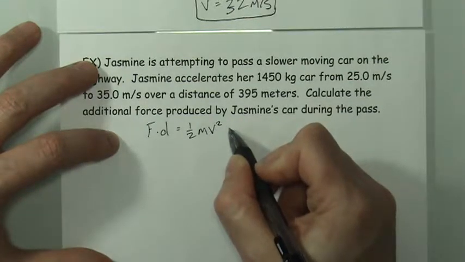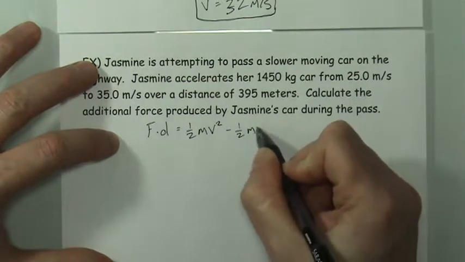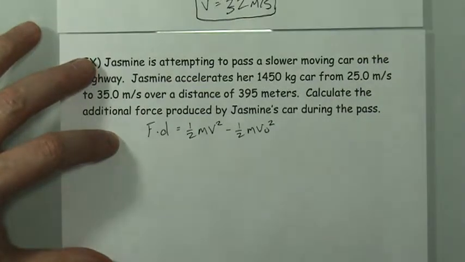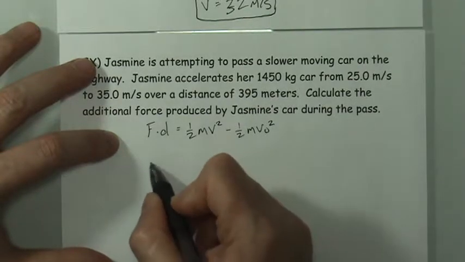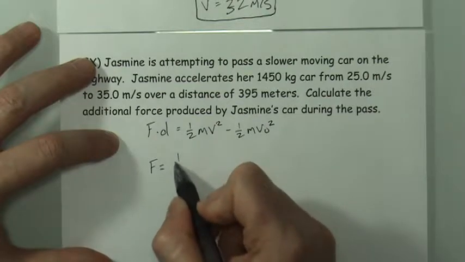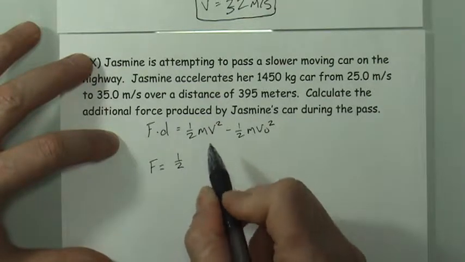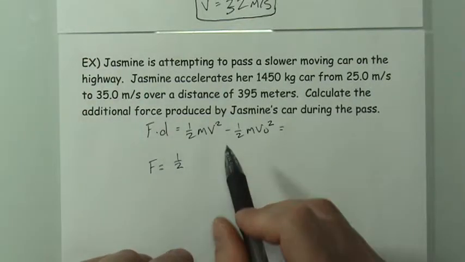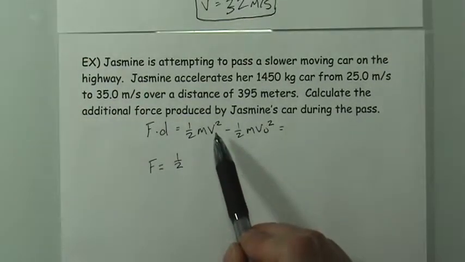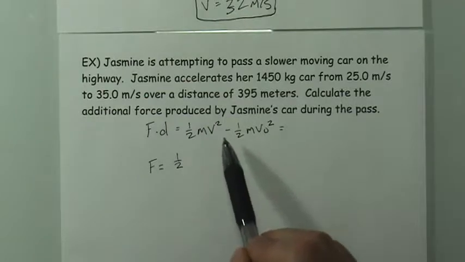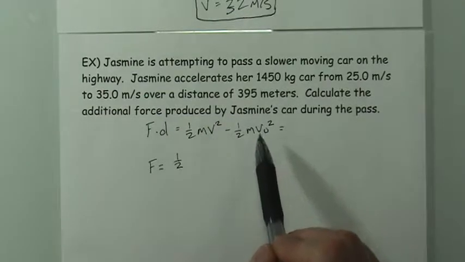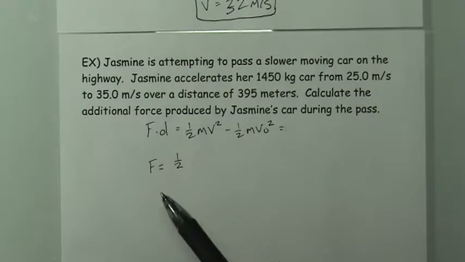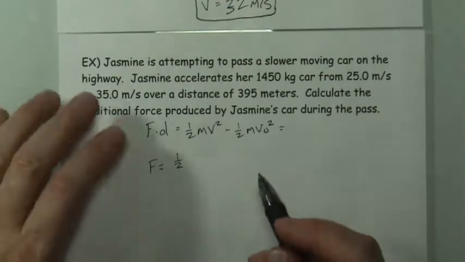F times d equals 1/2 mv squared minus 1/2 mv naught squared. And what we're looking for this time is the force. So essentially I'm going to have F is equal to 1/2. Now I'm going to do something a little different here. So let me just show you how we can clean this formula up. You do need to square this before you make the subtraction. You can't subtract the velocities and then take the square of that and think that would give the same answer. That's an illegal operation algebraically.